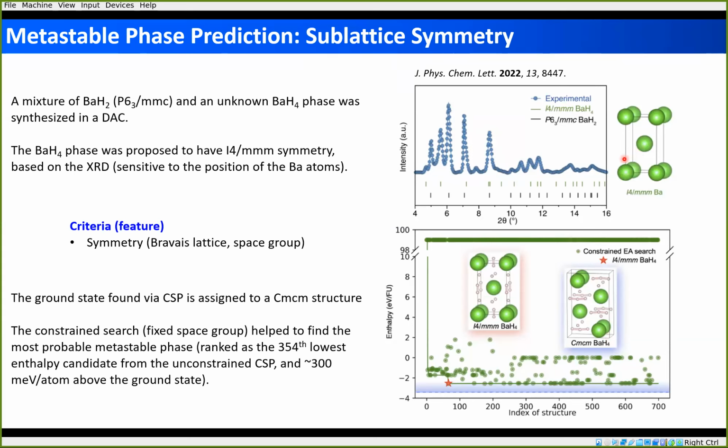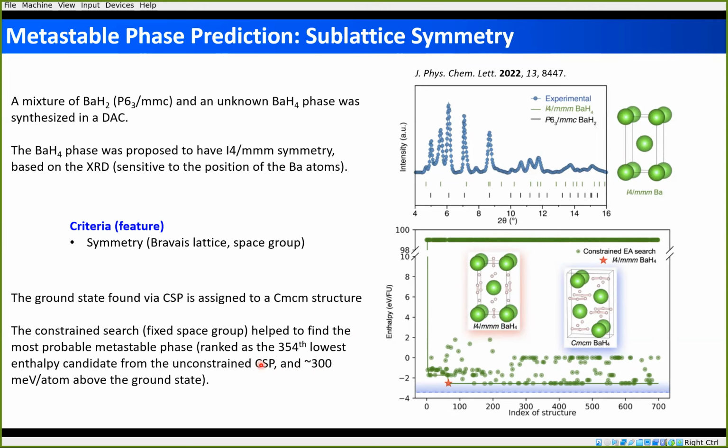But now, if we carry out a crystal structure prediction search, where we take our optimized structures, delete the hydrogen atoms from them, and then restrict the breeding pool to only those structures where the barium lattice would be I4/mmm, and perform that crystal structure search, then indeed we definitely find that this is the most stable structure. And what's important is that it is approximately 300 meV per atom above the ground state. And if you look just in the output file, it would be ranked as the 354th lowest enthalpy candidate. So you would pretty much never look at it to consider it.